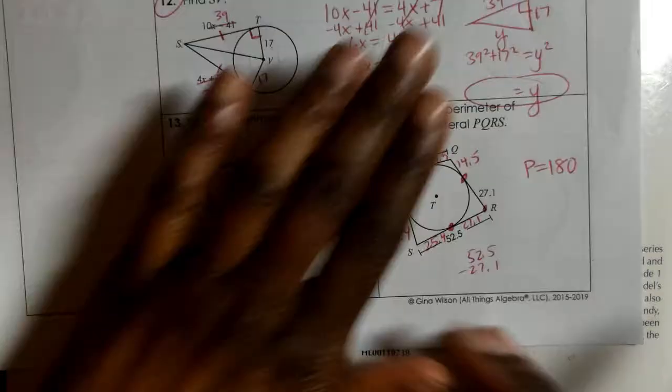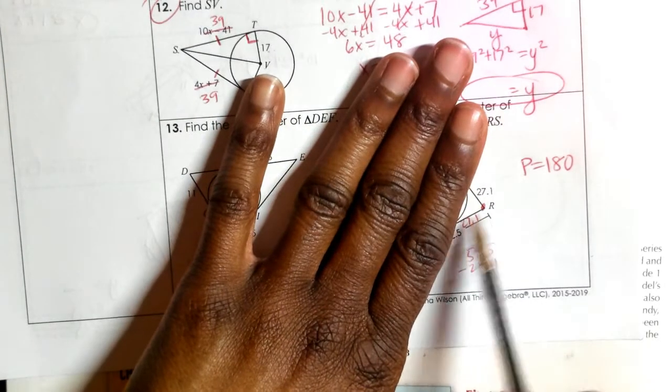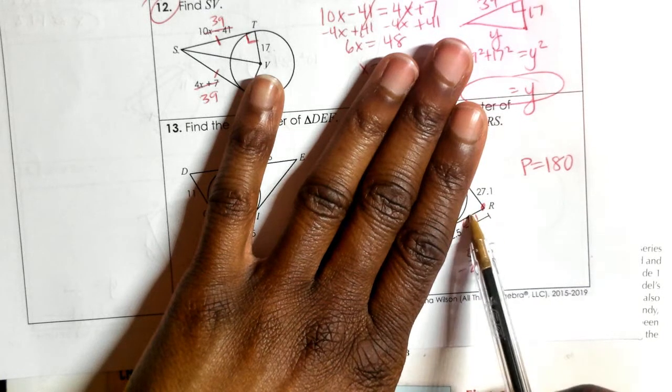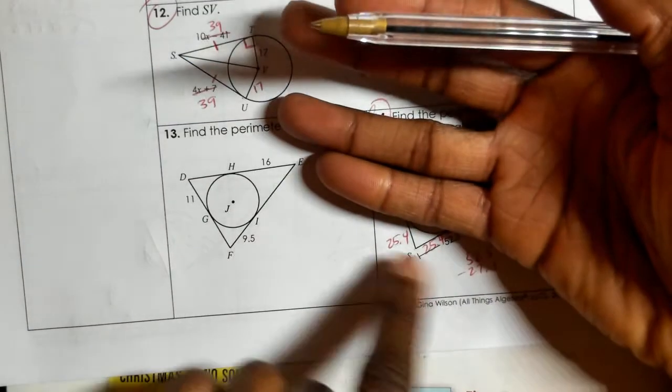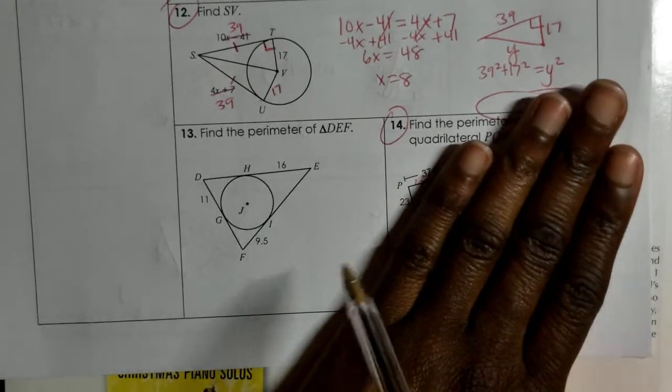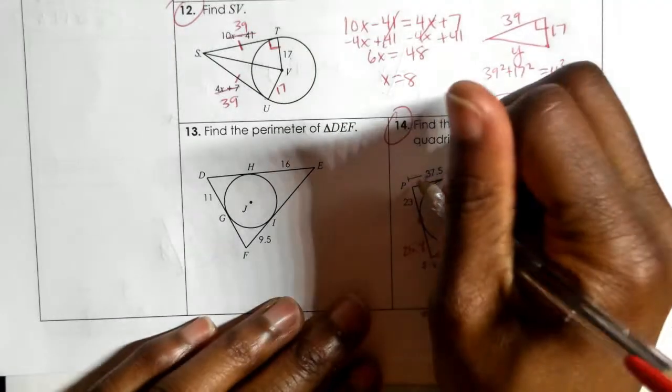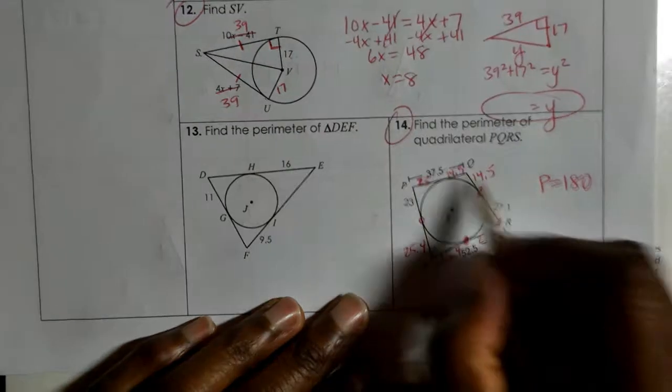Okay. But again, everything that's drawn to the same point, every two line segments that are drawn to the same point, are equal. So those would be equal. Those would be equal. Those are 23, and they would be equal. This is a 23. And those would be equal.